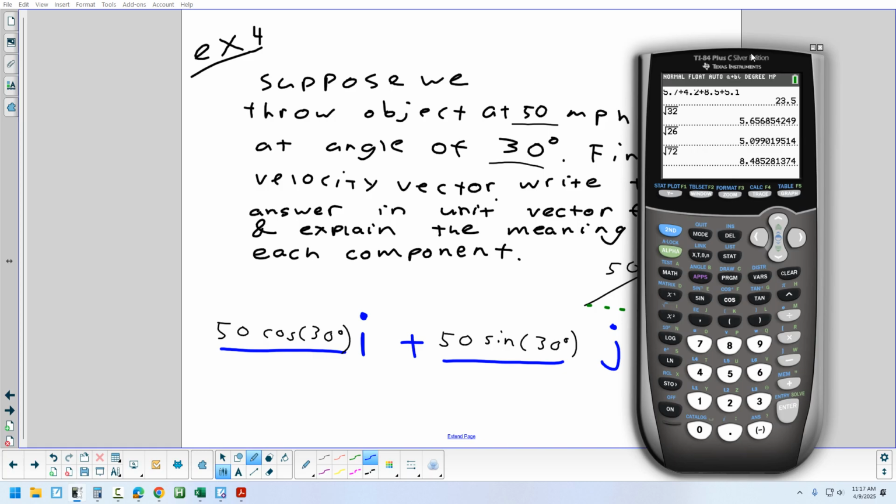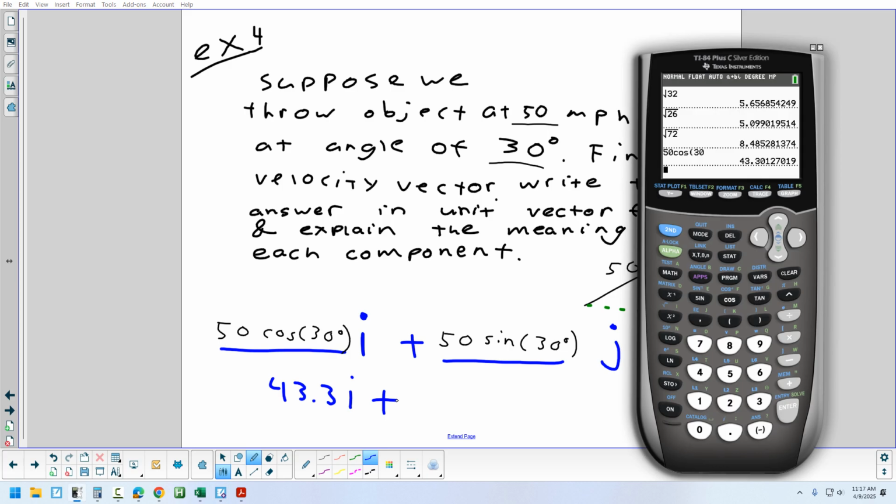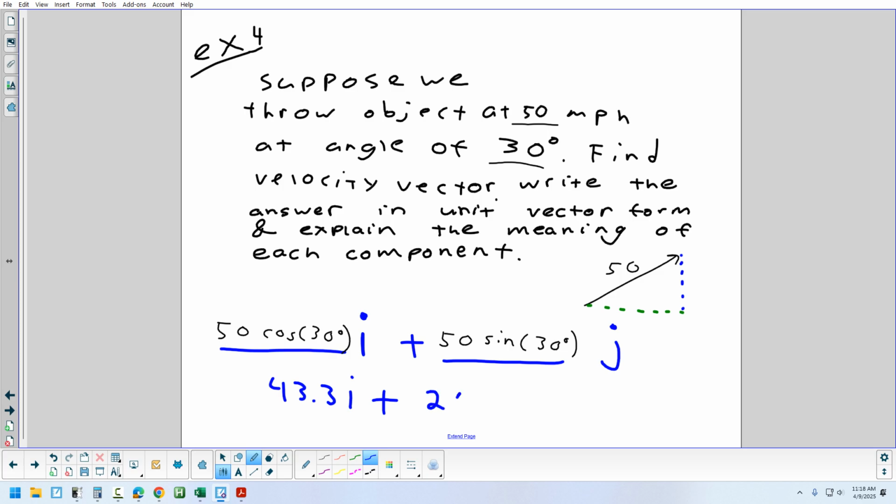All right, so 50 cosine 30. Check you're in degrees, you're good. That's 43.3 i plus 50 sine 30 is 25, so it's 25 j. Right, so that's the vector that represents that velocity in the problem.